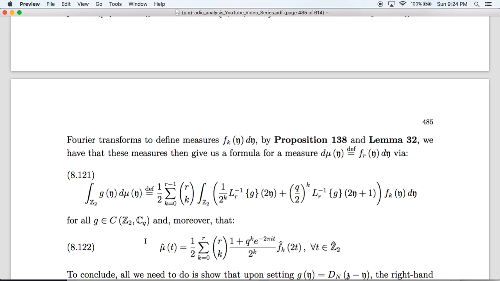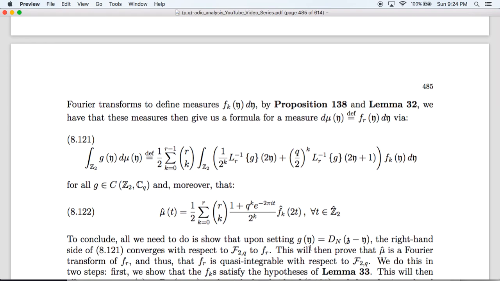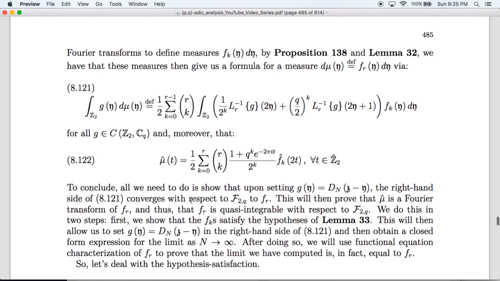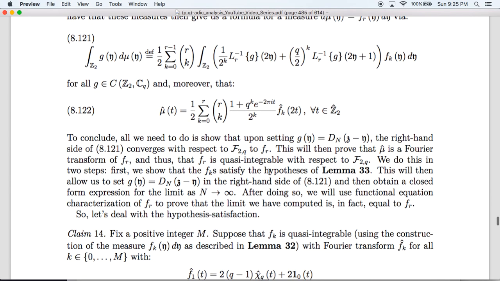So in particular, by our previous work, this is what d mu does to a given g, and we know that mu hat has to satisfy these functional equations. So to conclude, all we need to do now is show that when we pick g equals the Dirichlet kernel, then as n approaches infinity, the right-hand side will converge with respect to the frame to fr. We do this in two steps. First, we show that the fk's must satisfy the hypotheses of our big lemma, and then we apply the big lemma. And then once we're done with that, we'll use the functional equations to show that the limit that we've computed here is in fact equal to fr.